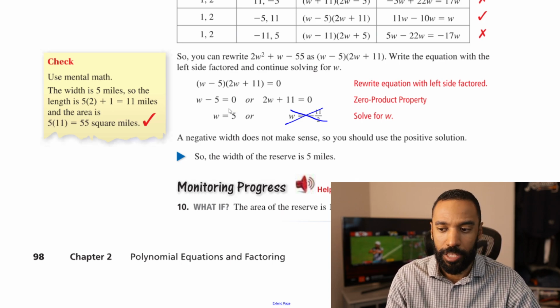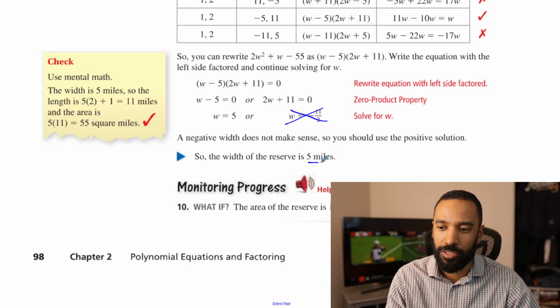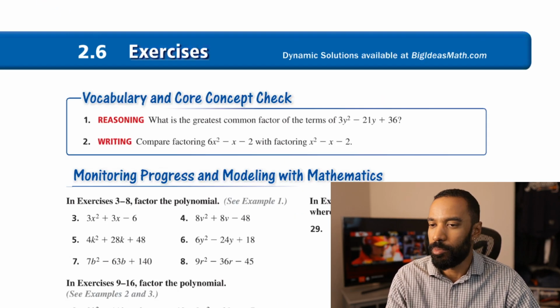The width is 5 miles. They didn't ask about the length, but the length would have been 11 miles, because 5 times 11. So width is 5 miles, and there's the answer. Okay, I'm going to just move on to some of the practice set now.